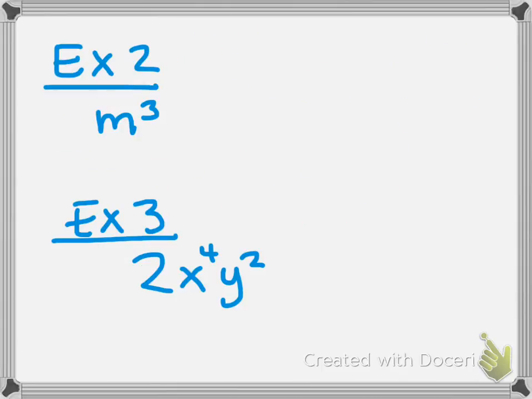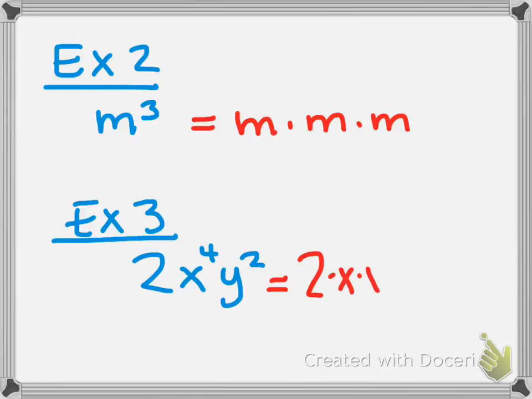Okay, for example 2 and example 3, it's the same thing. You're going to expand it out. So m to the third is m times m times m. On example 3, you're also going to expand that out. That's 2 times x times x times x times x, because it's x to the fourth. And y to the second is y times y.